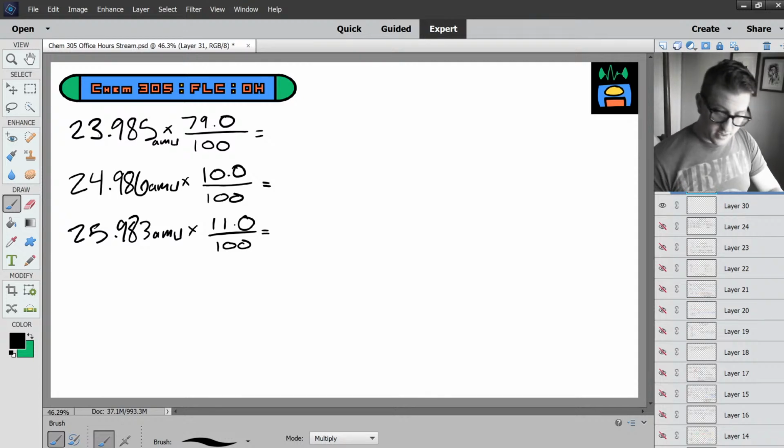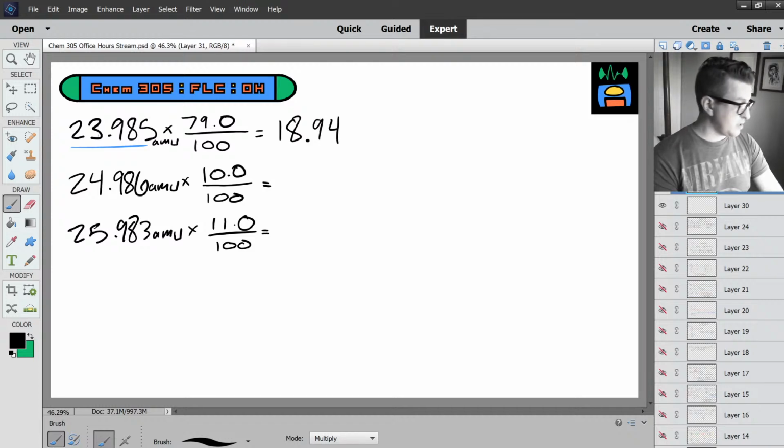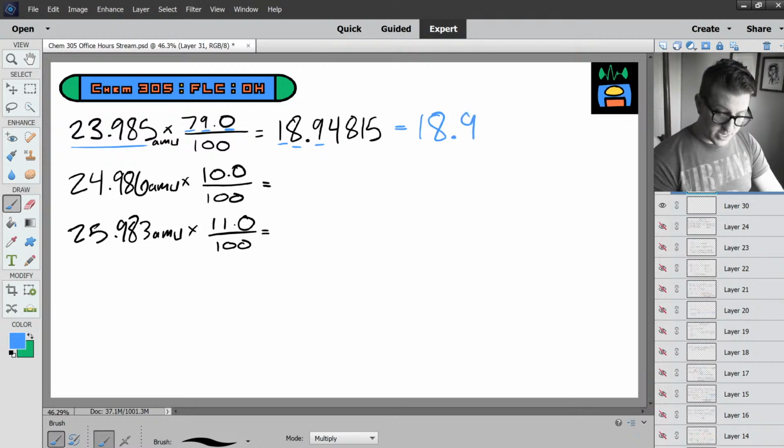All right, so now we need to multiply each of these. When we multiply for magnesium 24, our calculator gives us a value of 18.94815, but we're only allowed to keep 3 sig figs. So when you count them off, 1, 2, 3, that comes out to be just 18.9 AMU.